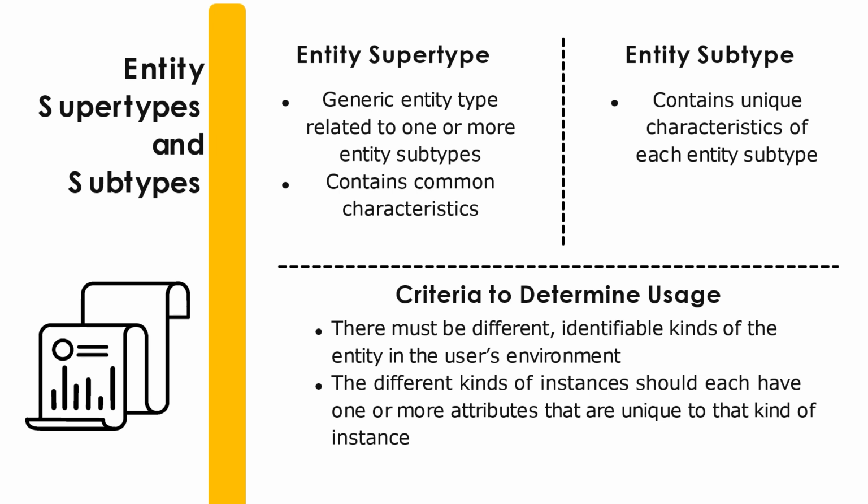How do we determine if we need to use entity supertype or entity subtype in our ERD? First, there must be different identifiable kinds of the entity in the user's environment. And the different kinds of instances should each have one or more attributes that are unique to that kind of instance. If you are not getting or storing one or more attributes for that particular instance only, you do not need to apply entity supertype or entity subtype.